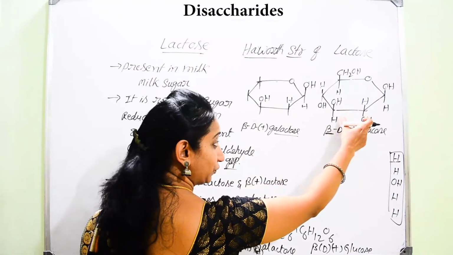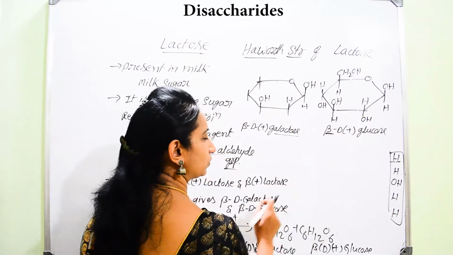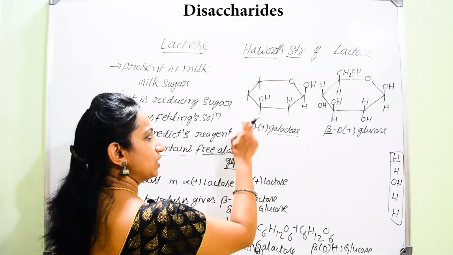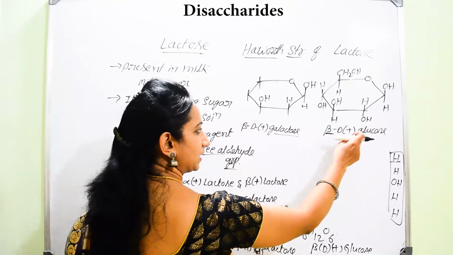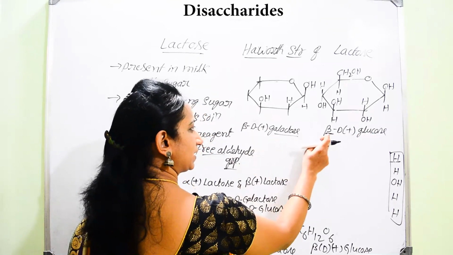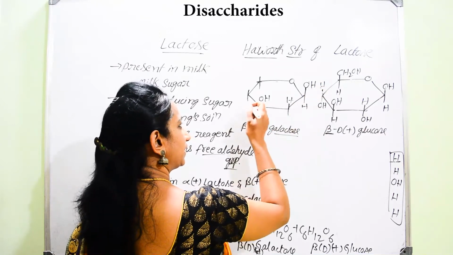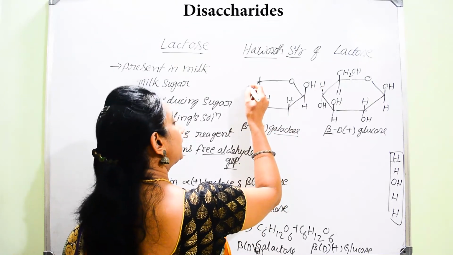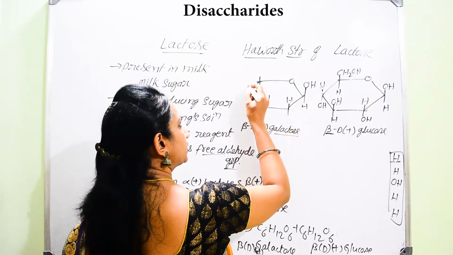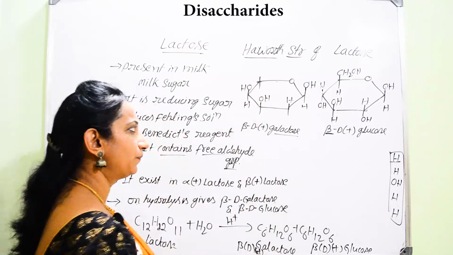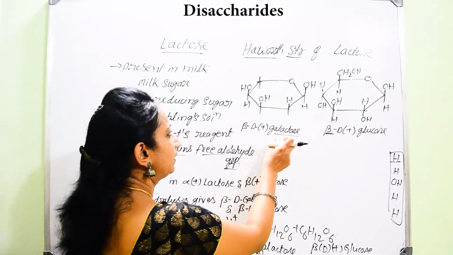If you remember the structure of beta D glucose, then you can easily write the exact structure for galactose. What is the small difference between glucose and galactose here in the case of beta? At the fourth position there will be a change in the configuration. So H is lying above in glucose, but here H is lying below and OH is lying above. This is the exact structure for galactose.